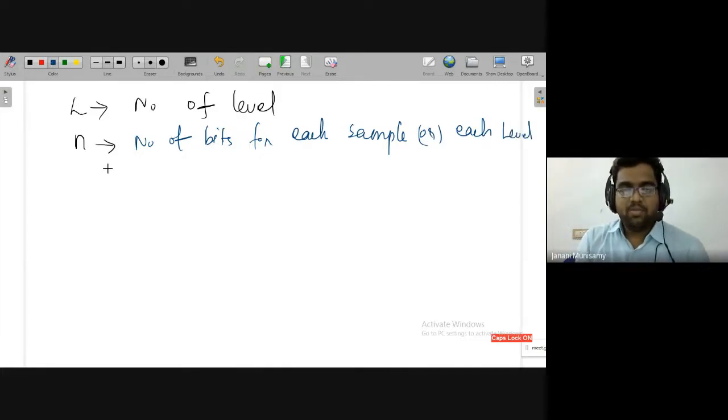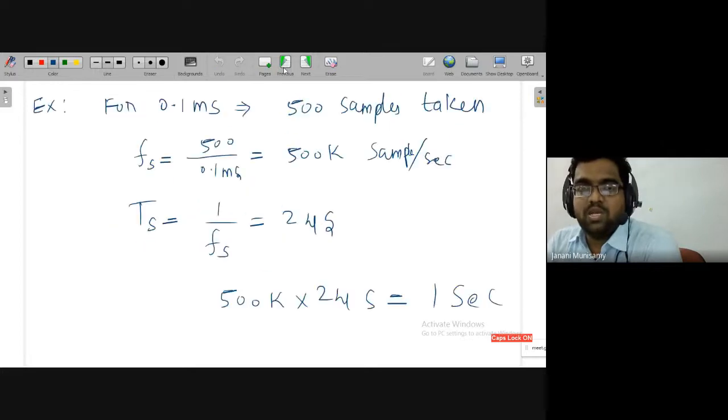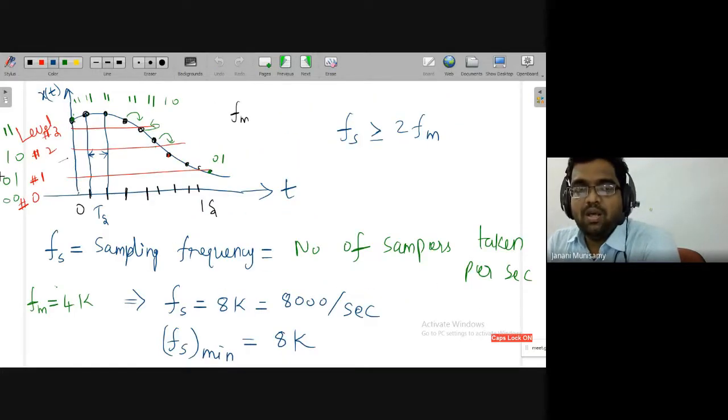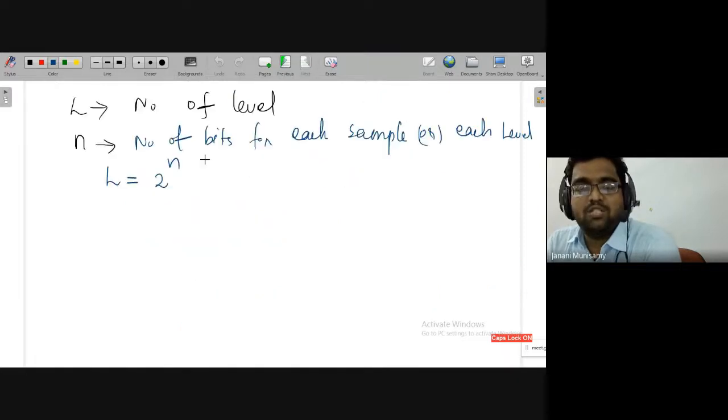If you carefully observe, the number of levels is equal to 2 power n. For simplicity, you see here, I am having 4 levels. Again, for each level, I am assigning 2 bits. So definitely 2 power 2 is 4. So the number of levels L is always equal to 2 power n, where n is the number of bits.